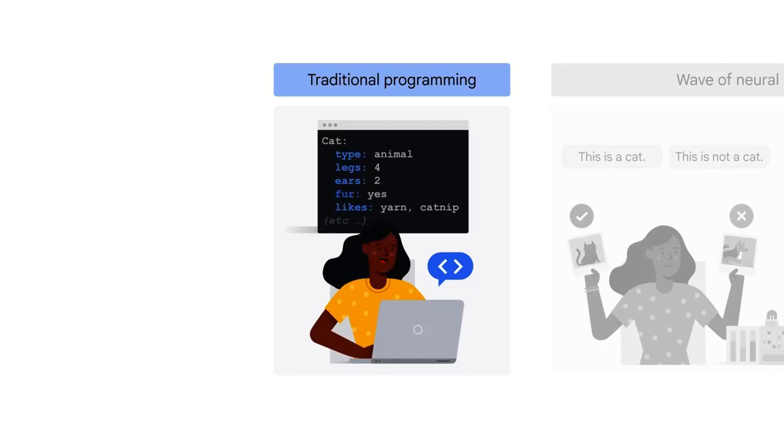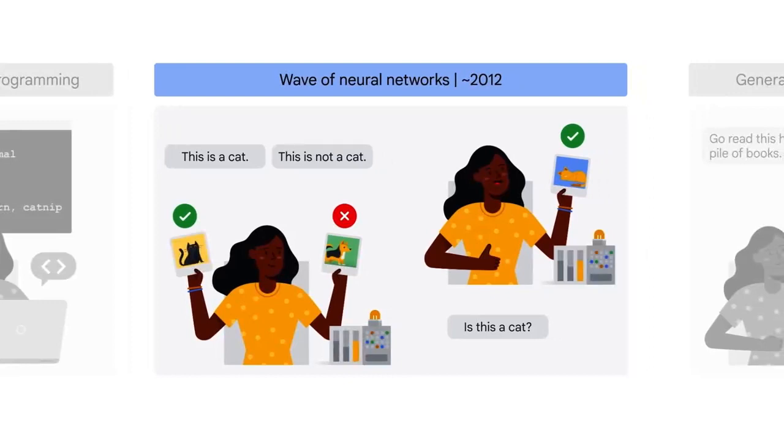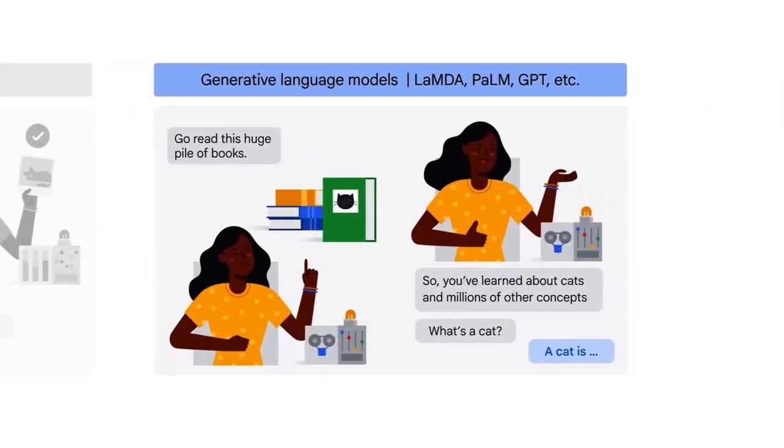In traditional programming, we used to have to hard code the rules for distinguishing a cat. Type: animal, legs: 4, ears: 2, fur: yes, likes: yarn, catnip, dislikes: Fred. In the wave of neural networks, we could give the network pictures of cats and dogs and ask, is this a cat? And it would predict a cat, or not a cat. What's really cool is that in the generative wave, we, as users, can generate our own content, whether it be text, images, audio, video, or more.